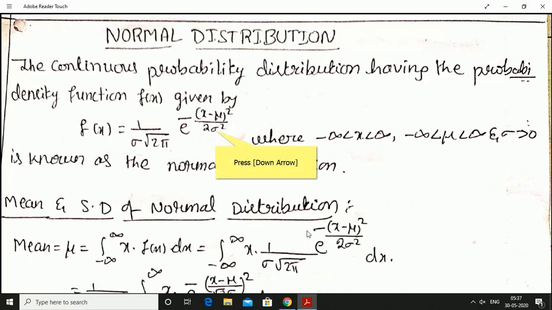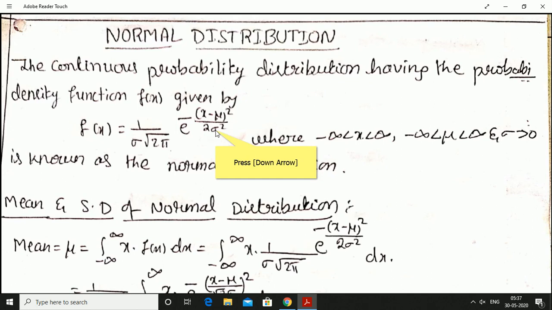Dear students, in this video, I'll explain normal distribution. Normal distribution is a continuous probability distribution. And already we discussed exponential distribution. It is also a continuous probability distribution.